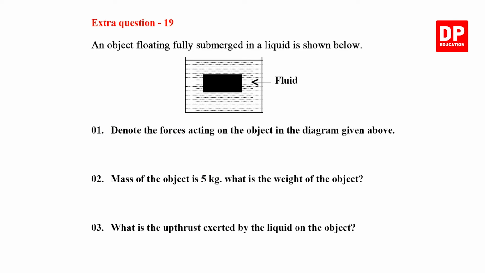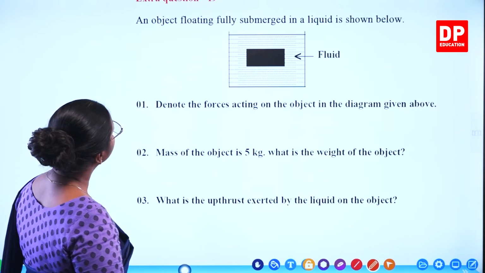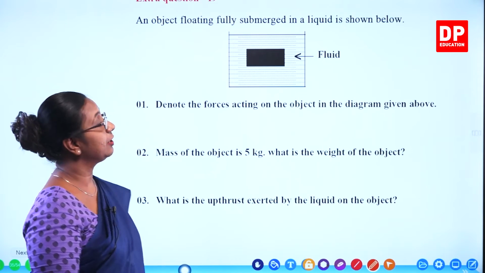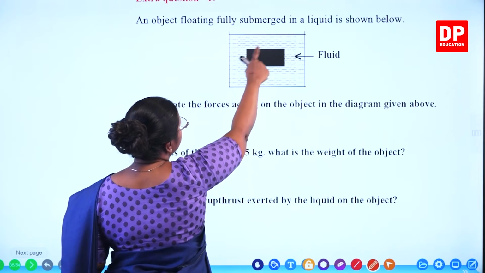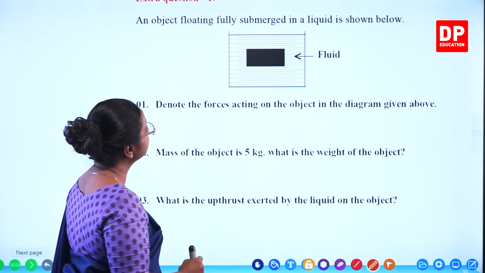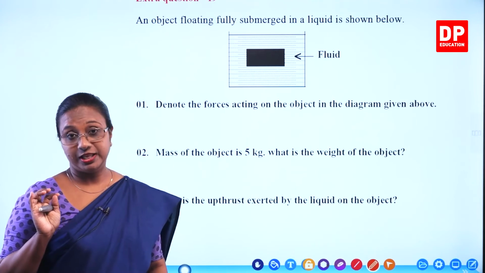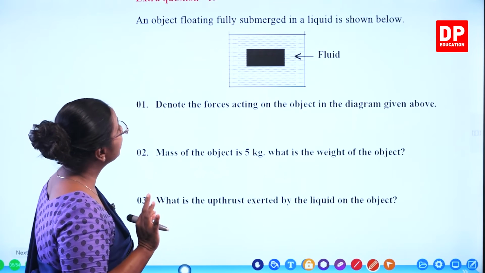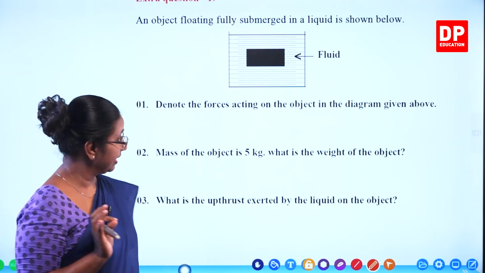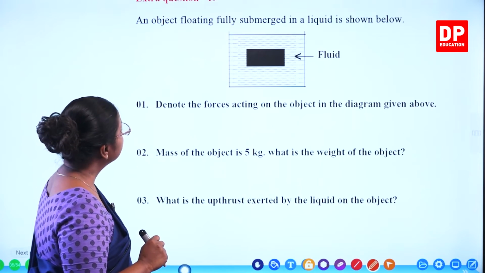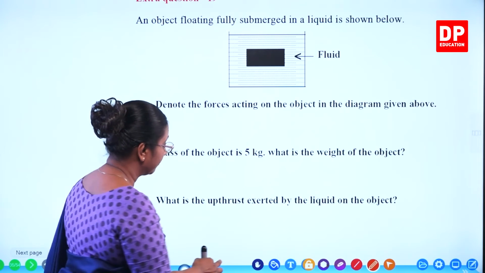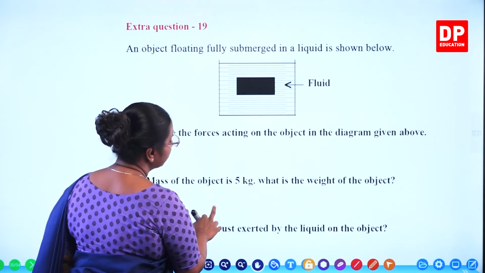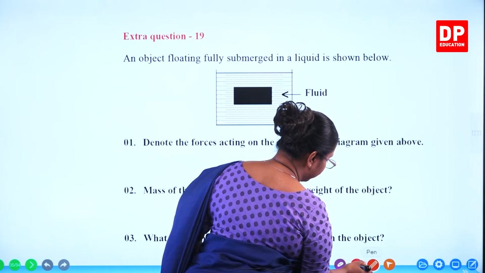So extra question 19. An object floating fully submerged in a liquid is shown below. So here you can see there is a fluid. It is completely submerged and it is floating. First one, denote the forces acting on the object in the diagram given above. So there we need to denote the forces on the diagram given.